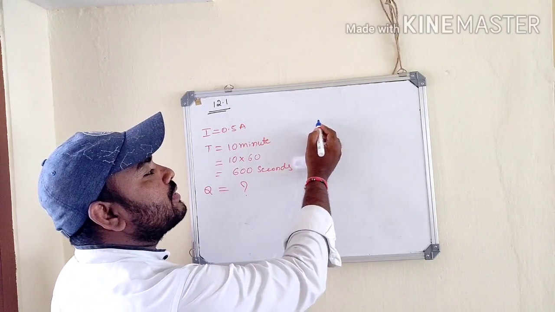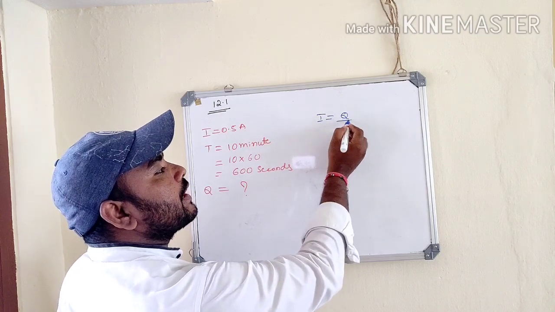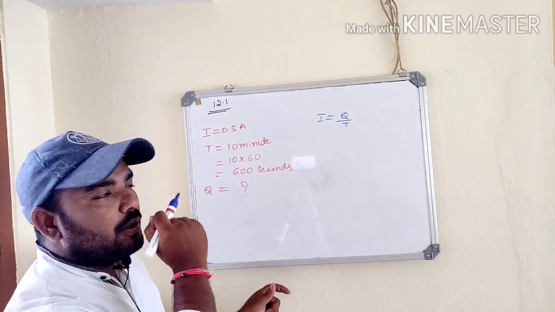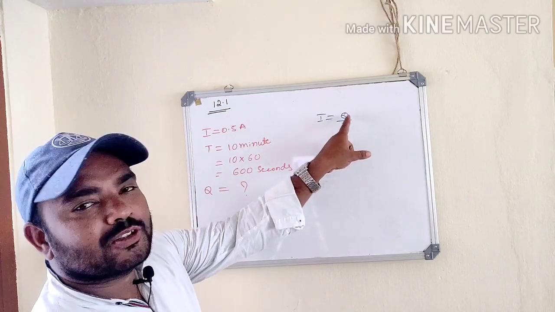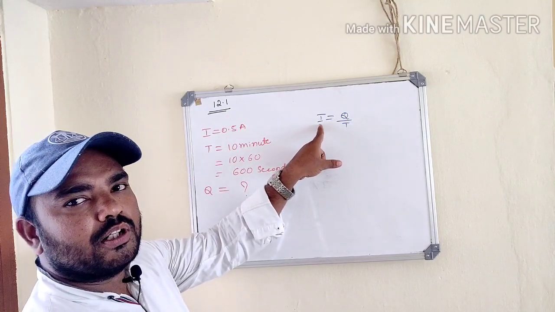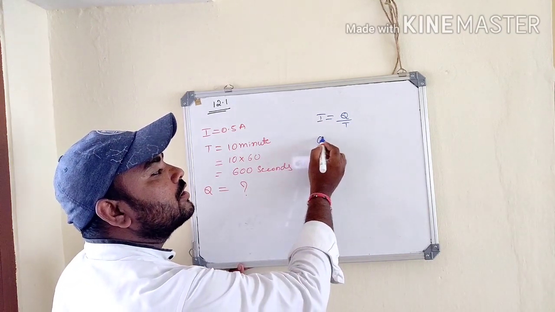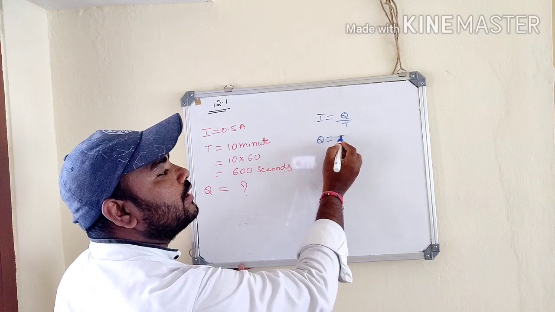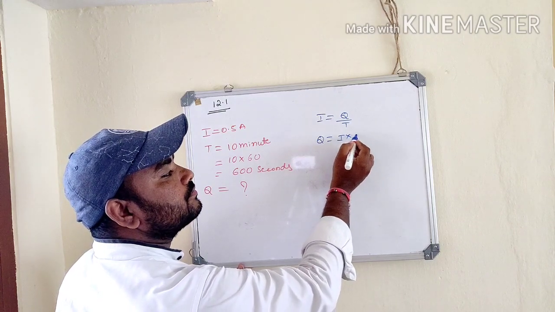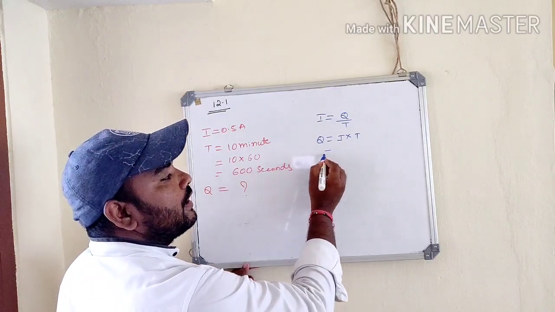Children, tell me: I is equal to Q by T. But he is telling us to calculate charge, so I need to take this time T to the LHS. If I take it to the LHS, then Q is equal to I times T.